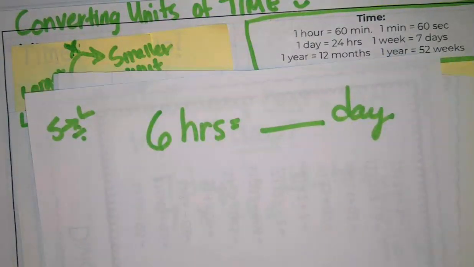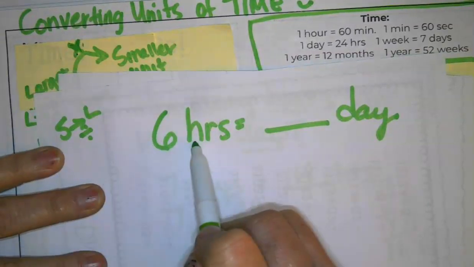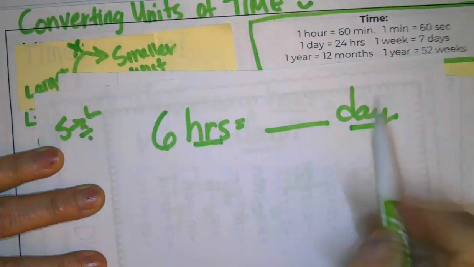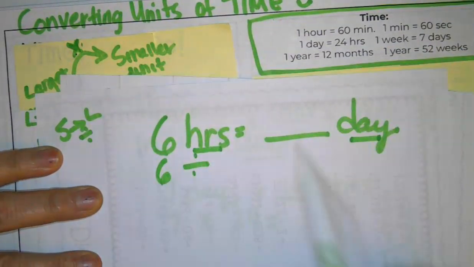All right, in this problem, we have 6 hours equals what part of a day? Now, I know that 6 hours does not make a whole day, so this is going to be a number less than 1. Well, how am I going to do that? Well, there's actually two ways. I'm moving from a smaller unit to a larger, so I know I'm going to use division. So I'm going to write this 6 divided by, well, how many hours are in a day? Well, I know there are 24 hours in a day.